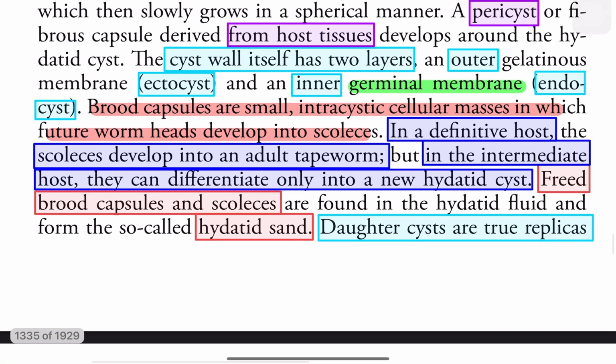So in the definitive host, scolices develop into an adult tapeworm, but in the intermediate host they differentiate into new hydatid cysts. So in humans and sheep they develop only cysts, but in the definitive host like a dog they can develop into an adult tapeworm. Important difference. Freed brood capsules and scolices form the hydatid sand.